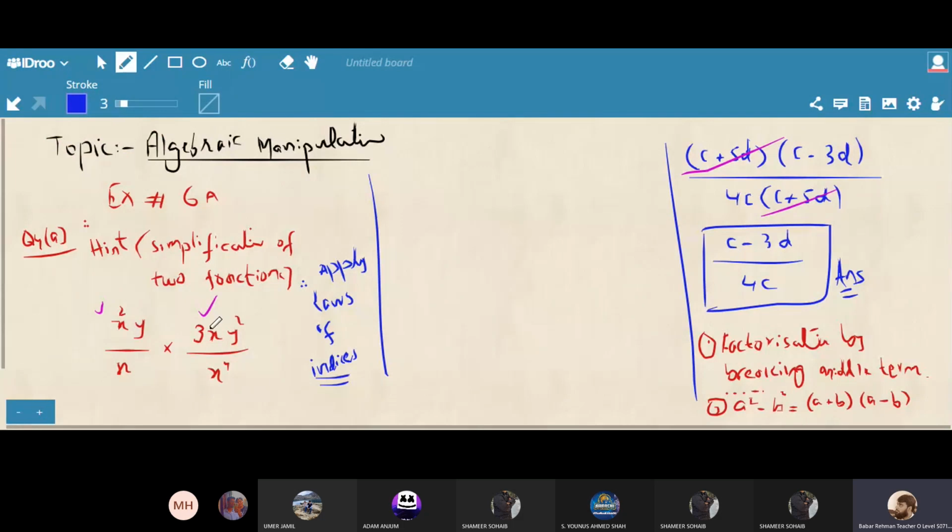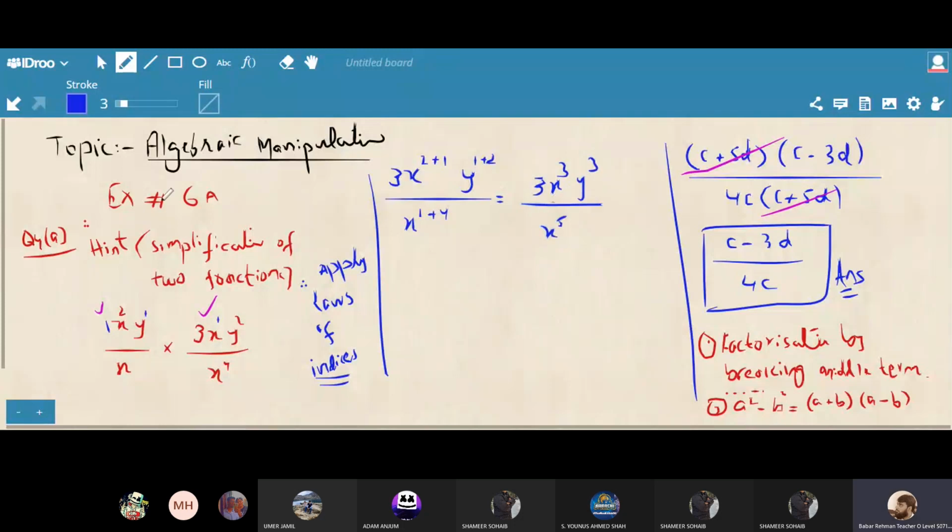So let me first simplify the numerator. According to the laws of indices, this is power 2 and power 1 is here. So 2 plus 1, and 3 will be multiplied with this 1. And then y power 1 plus 2. In the denominator, x power 1 plus 4. This is a very simple way I have chosen for you. The final answer of this numerator and denominator is 3x power 3 y power 3 divided by x power 5.